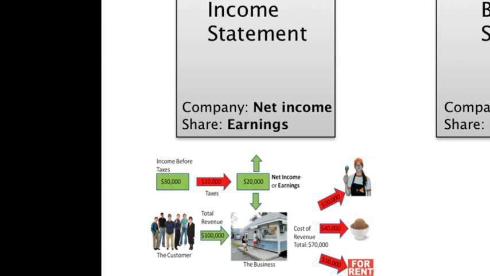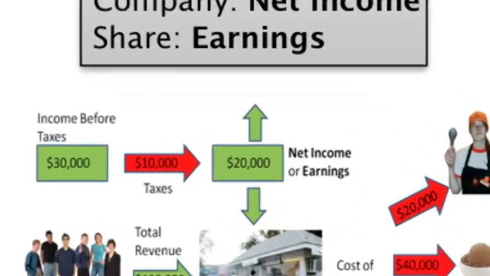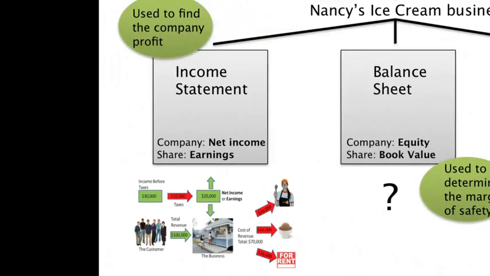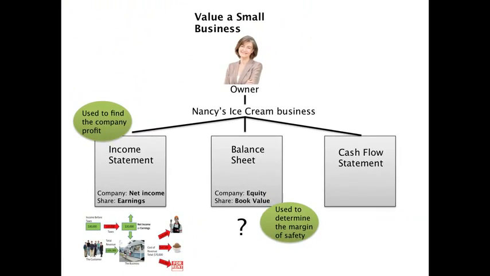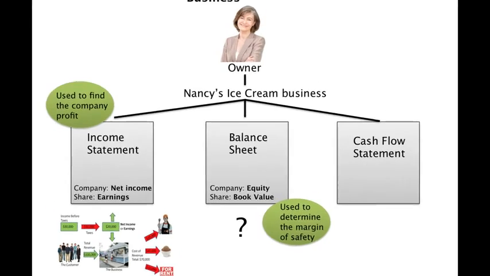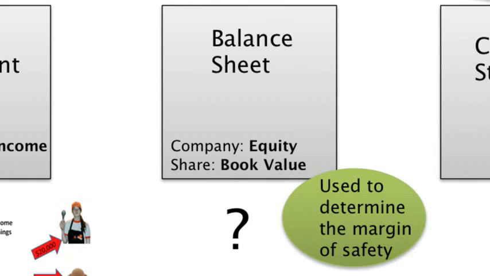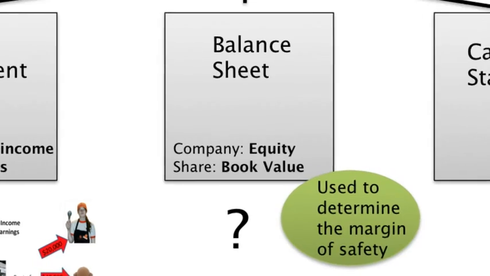At the top of that income statement is the total revenue, and the bottom line figure at the bottom of that document is the net income. So we pretty much already understand the income statement, and that's used to find what the company's profit is going to be. Now, something that we haven't talked about is the next one, which is the balance sheet. And if you look in the middle there's the balance sheet. We can use the balance sheet to determine the margin of safety that you would get if you were to purchase this business from Nancy, who's asking $200,000 for her business.